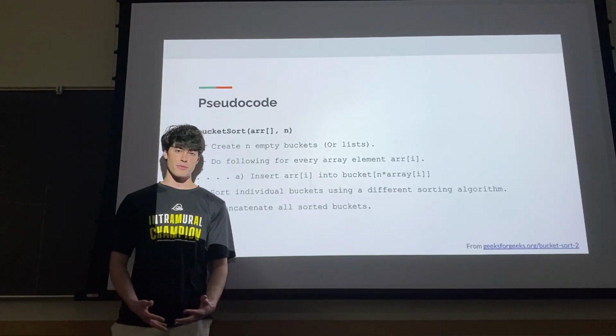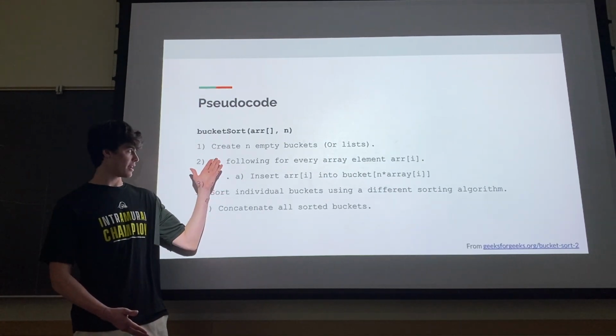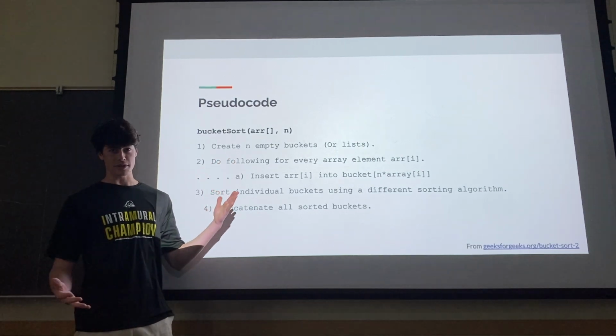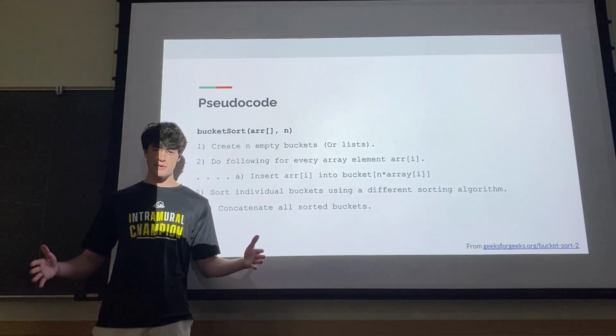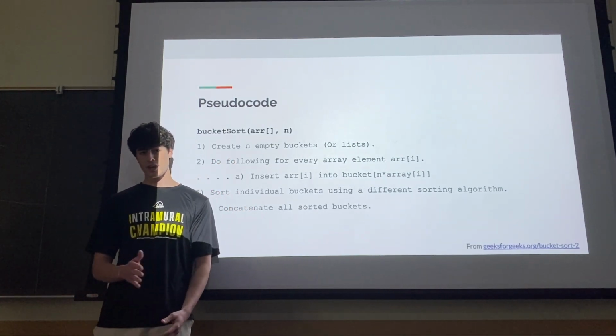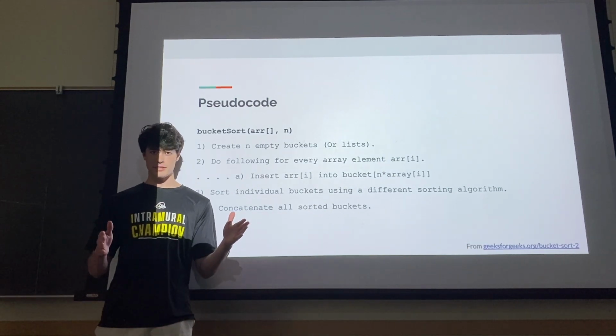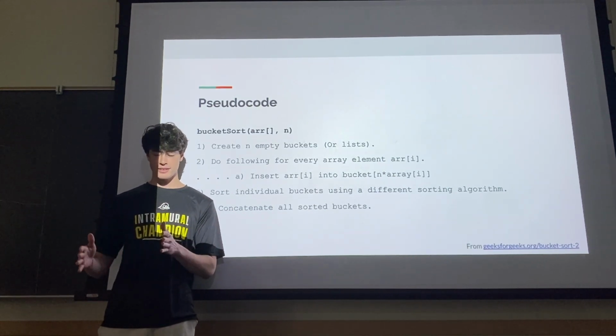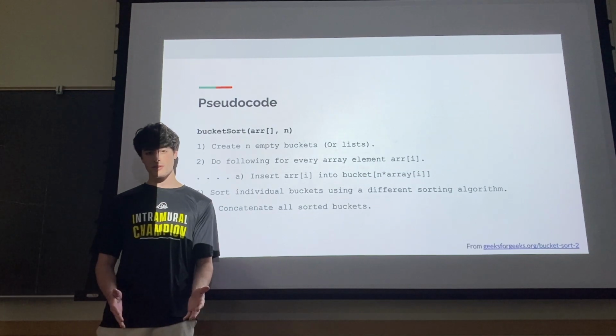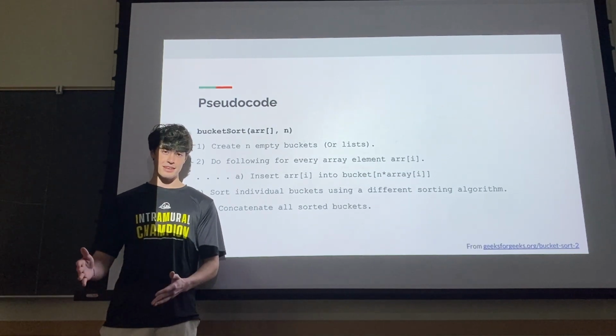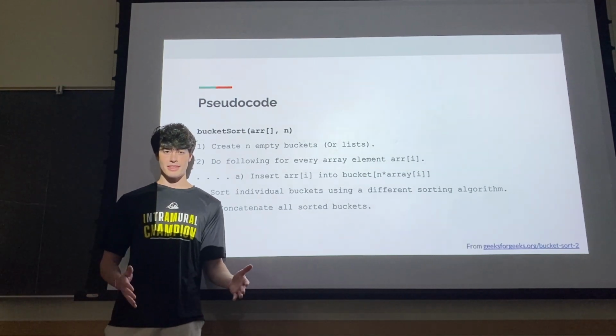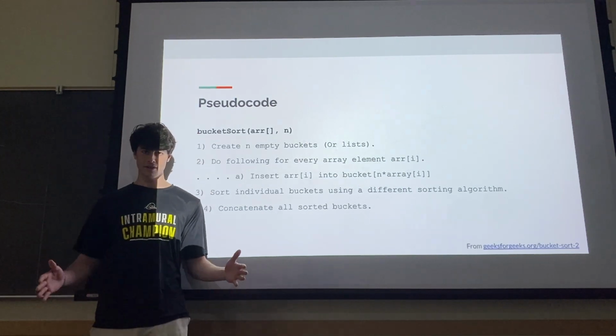So the pseudocode for bucket sort: first you're going to create n empty buckets or lists, depending on the size of your array. Then for each element in your array, you're going to place them into their corresponding buckets. Then sort each individual bucket in either ascending or descending order. And then at the end, concatenate all the buckets. You have one large sorted array.